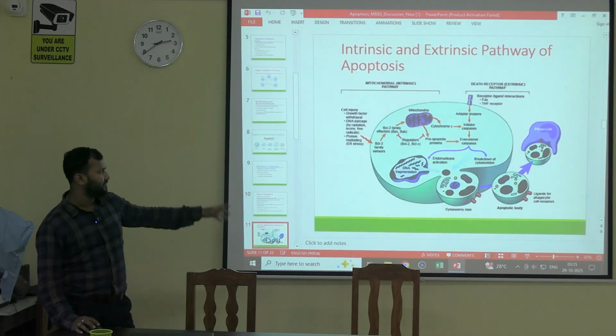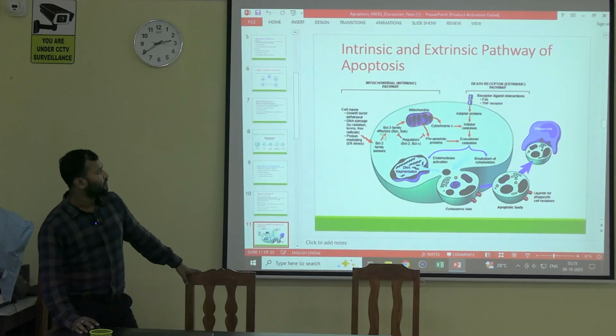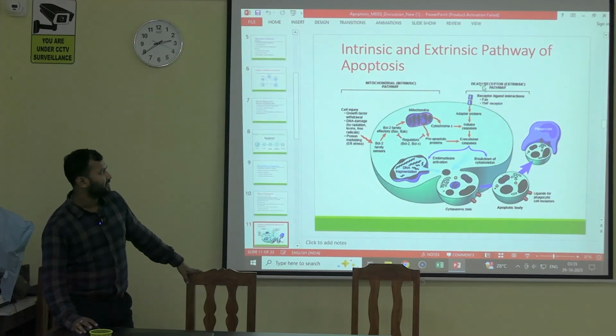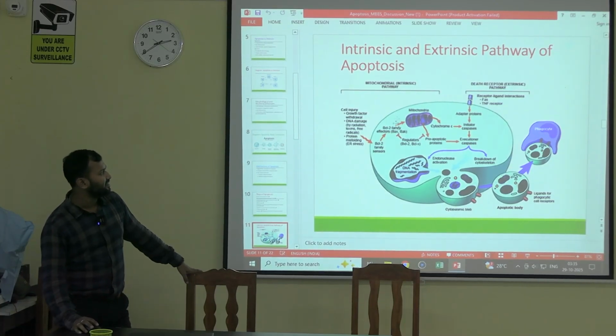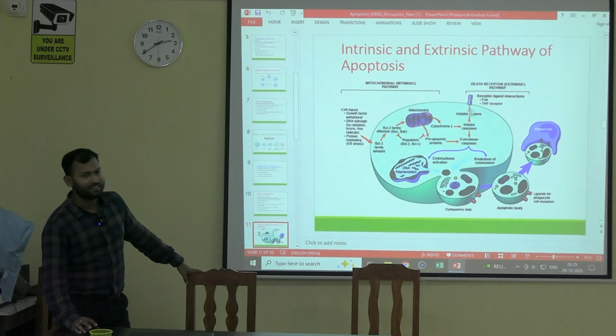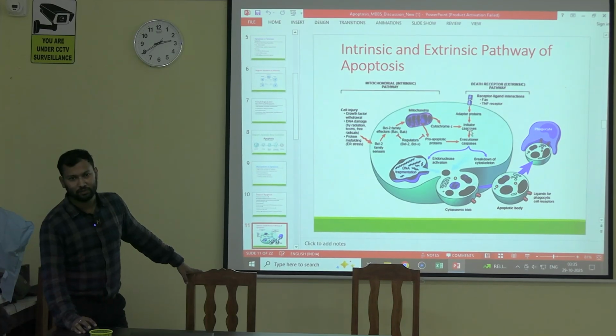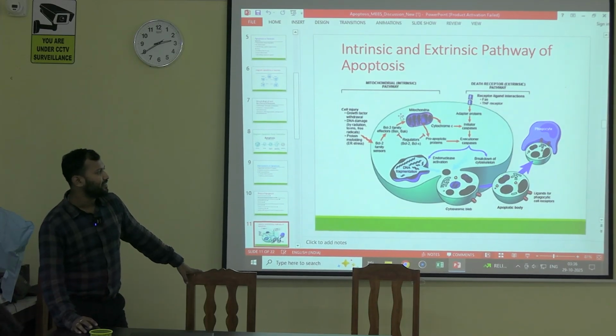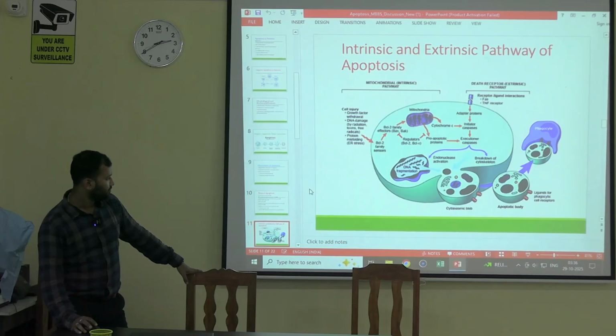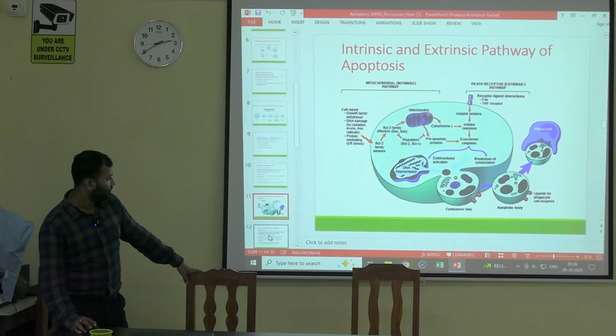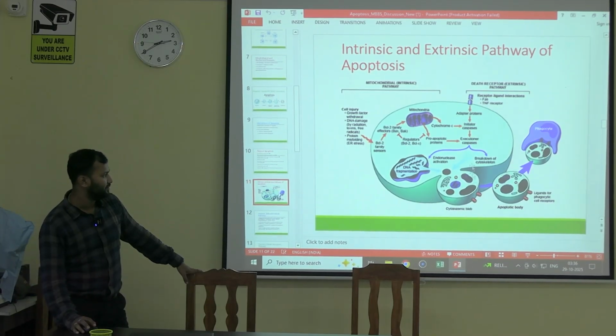So this is a detailed picture of one that is intrinsic, another that is extrinsic. Look here, intrinsic, nothing else is involved. But in extrinsic, you can see that there is FAS TNF receptor. So receptor ligand interaction. This is ligand, this is receptor. This comes and binds, and then this will trigger the breakdown of the cell, or the apoptosis. And here there is nothing triggering it. The mitochondria itself is doing it. Just for your reference, I have given this picture.